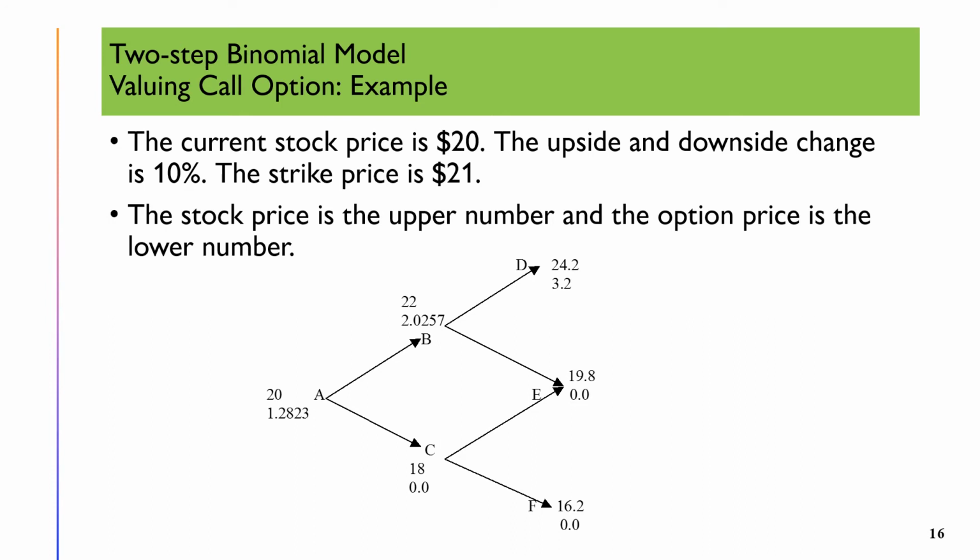At the final node, the intrinsic value of the option is calculated. For example, at stock price of 24.2, the intrinsic value of the call option is 24.2 minus 21 and is equal to 3.2. When the stock price is at 19.8 and 16.2, the call option is out of the money, and the intrinsic value of the call option is 0.